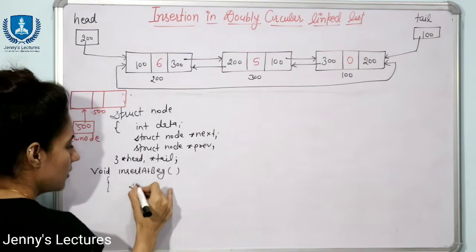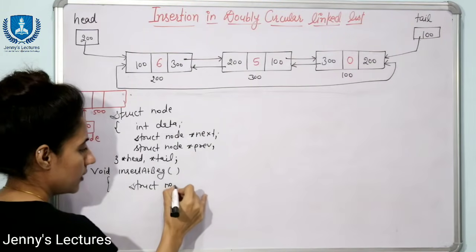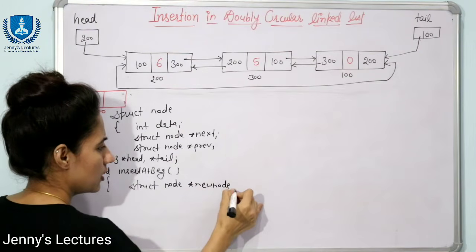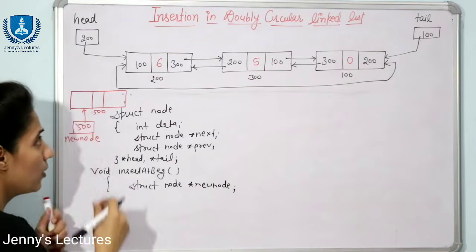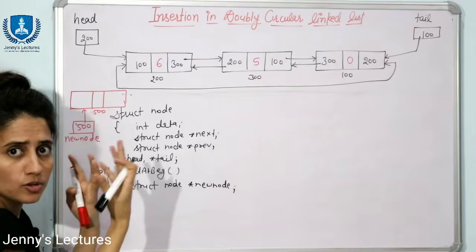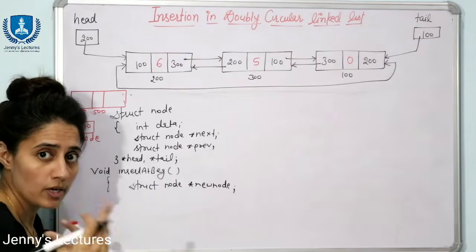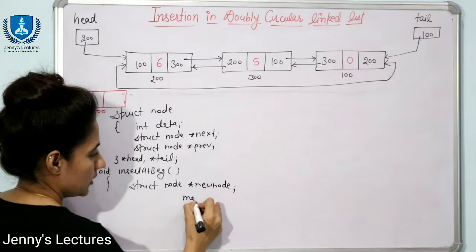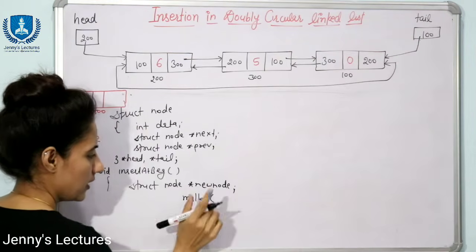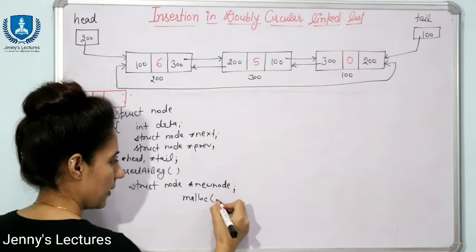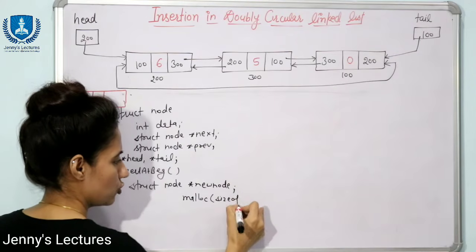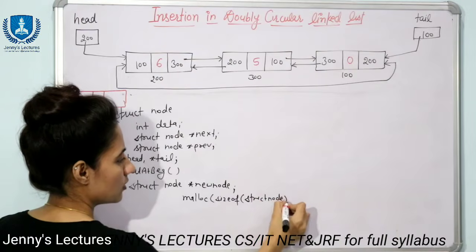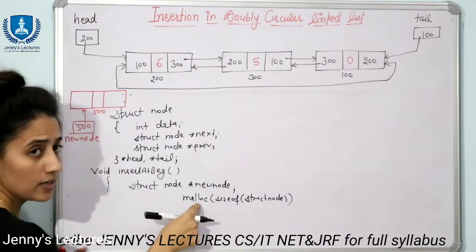Now obviously we will have to create a new node, so for that we will take a pointer, new node. This we have already discussed many times in previous videos. Now we will allocate memory to this node. How? Using dynamic memory allocation with the malloc function. The syntax of malloc is: you write the malloc function, and in the brackets you write how much size you want, sizeof the name of that data type. The data type name is struct node.